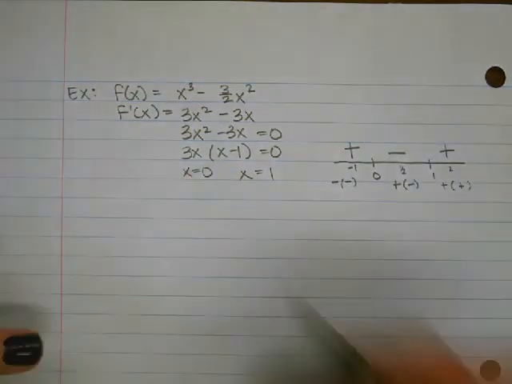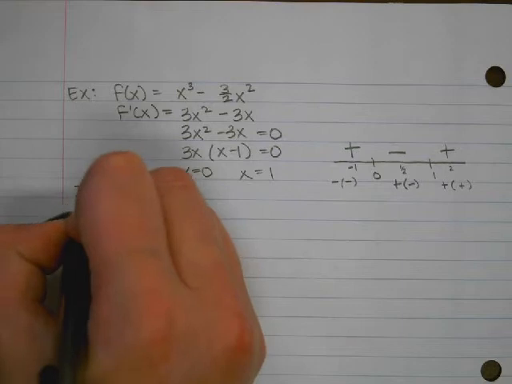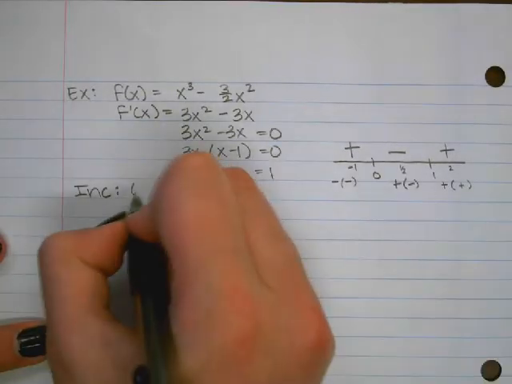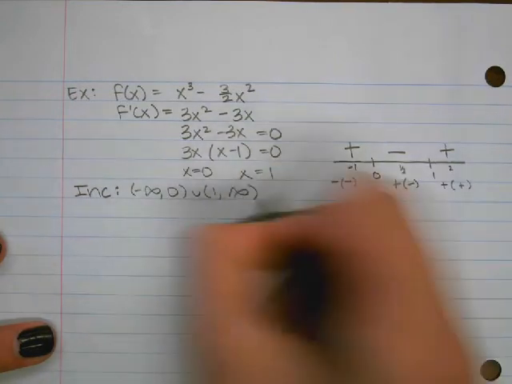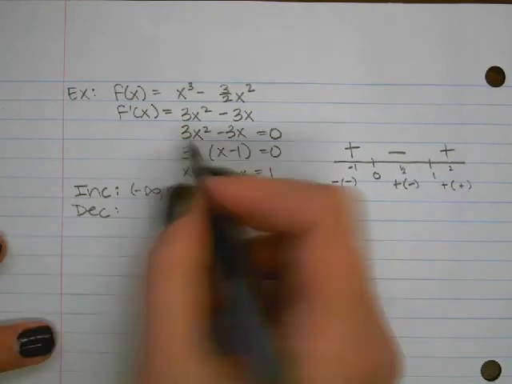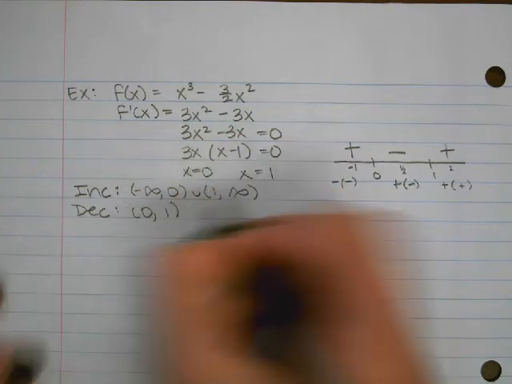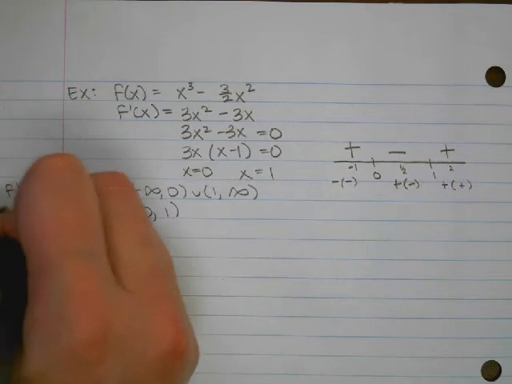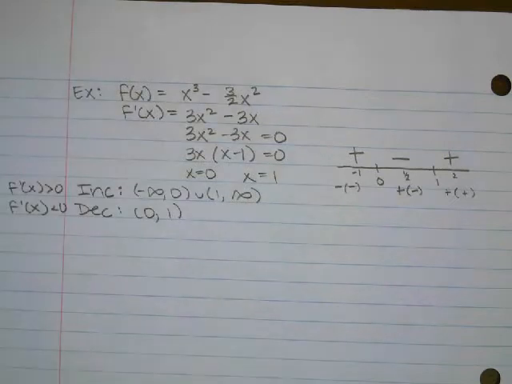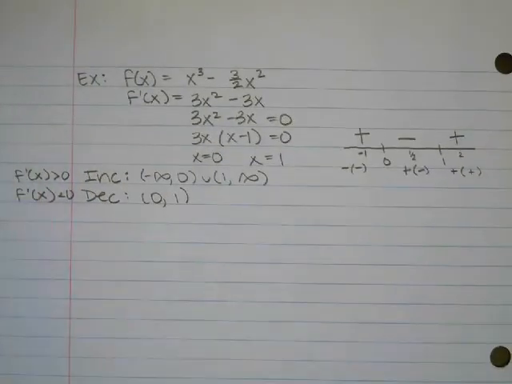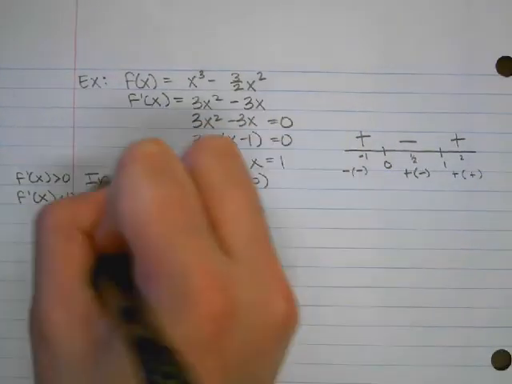And so that means that this graph is increasing from -infinity to 0 and from 1 to infinity. And it is decreasing from 0 to 1. So I know it's increasing because that's where the derivative is positive. I know it is decreasing because that's where the derivative is negative. Okay, now I'm going to go ahead and write my relative max and my relative min, or local, whichever way you want to phrase it is fine by me.